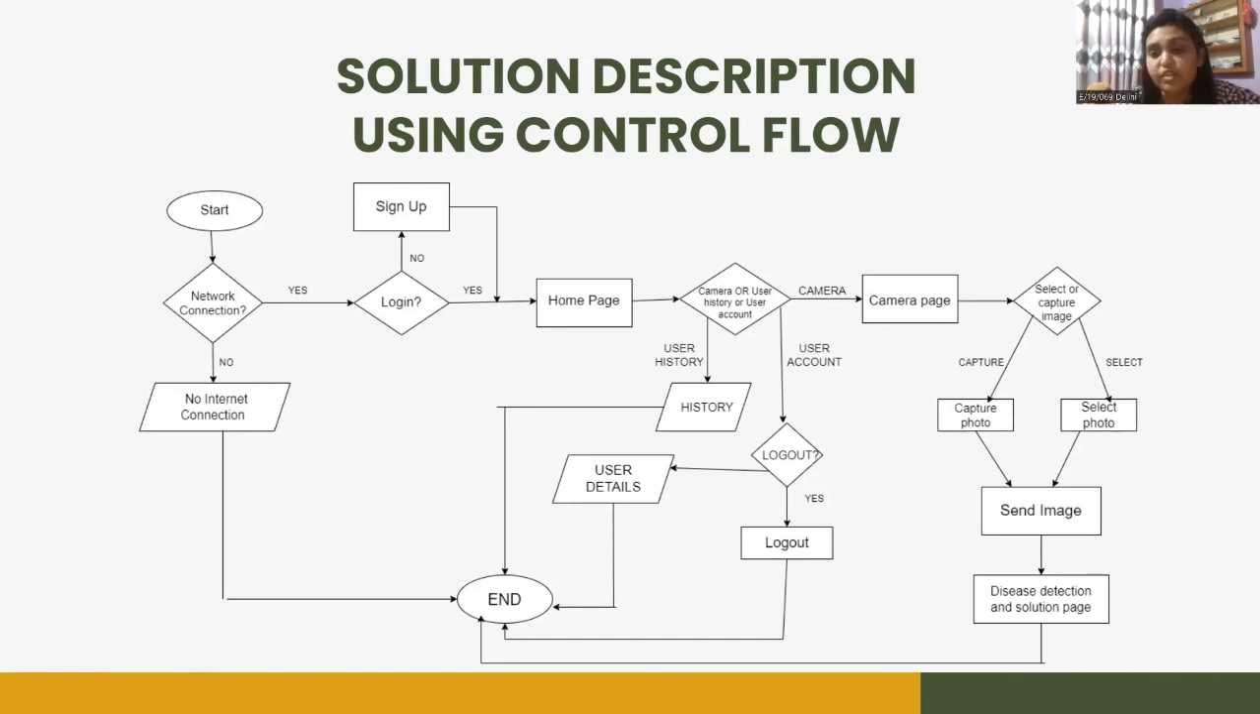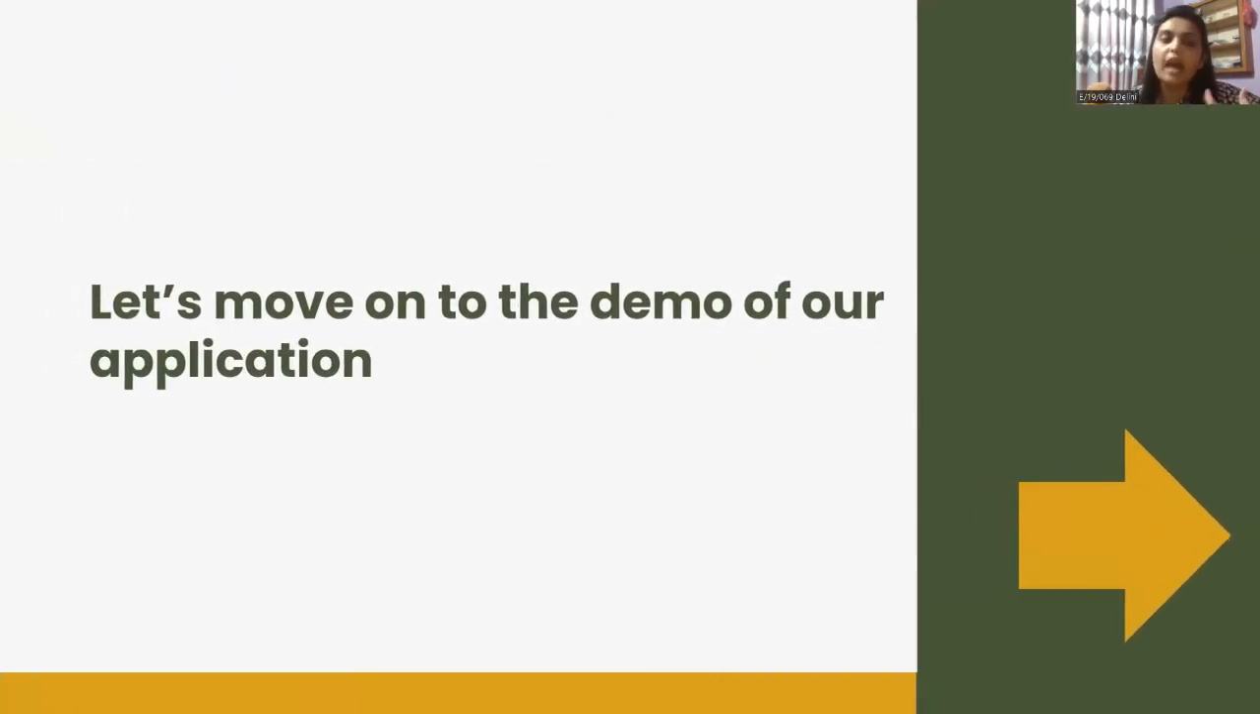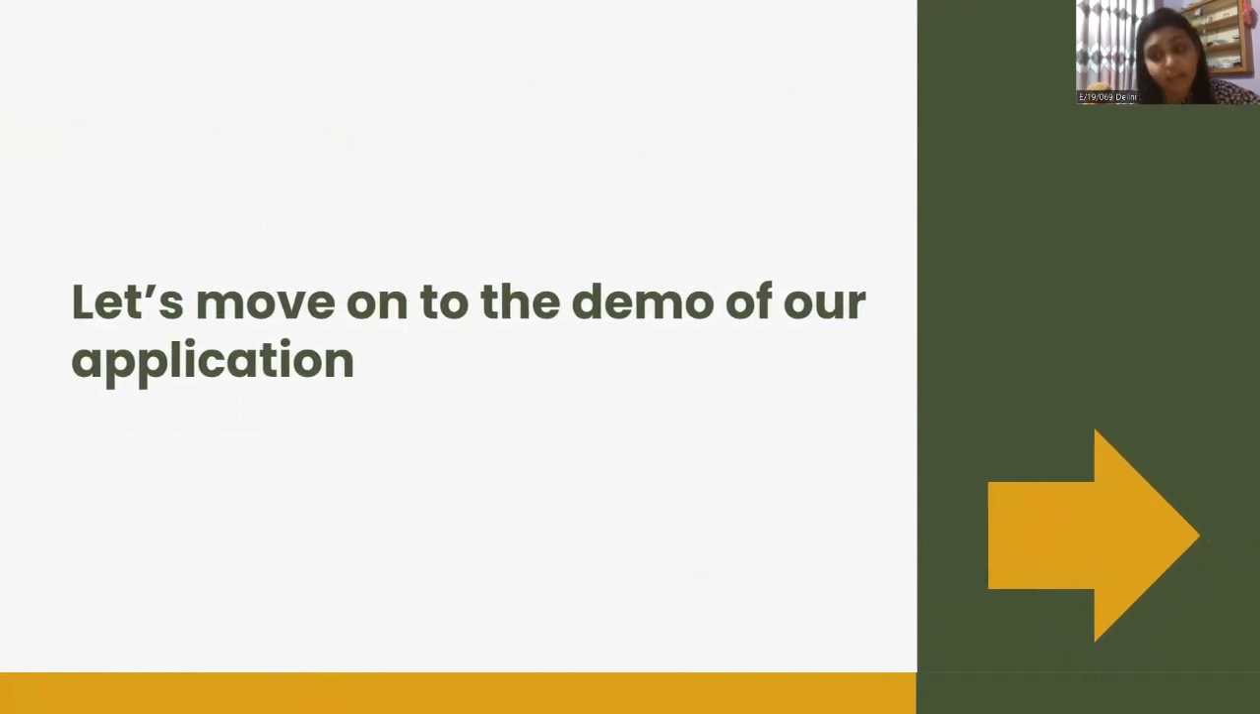If you go to the camera page, there will be two options to select or capture an image. You can select an image from your gallery on the device, or you can capture a photo from your device. And when you send, it will be directed to the disease detection and solution page. So this is the entire idea of our system, the application. So now let's move on to the demo of our application.